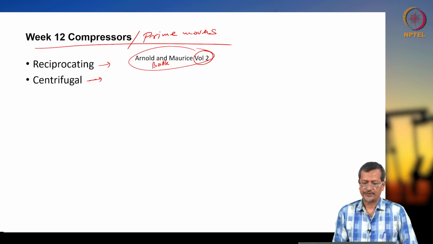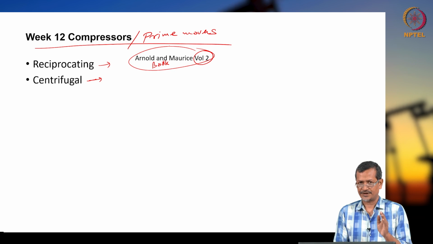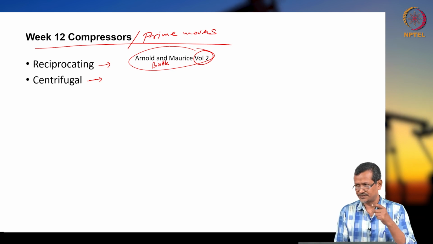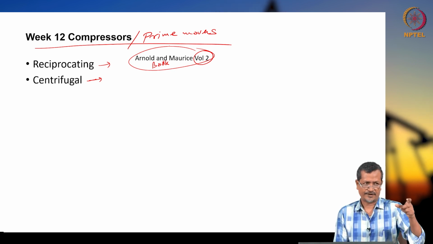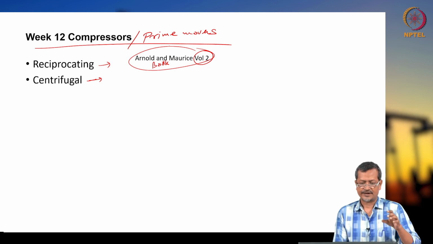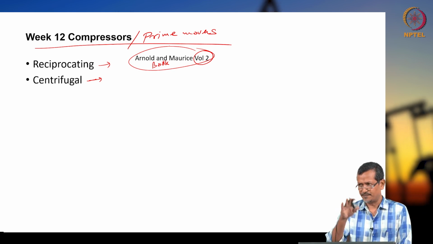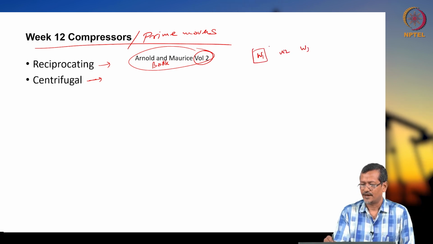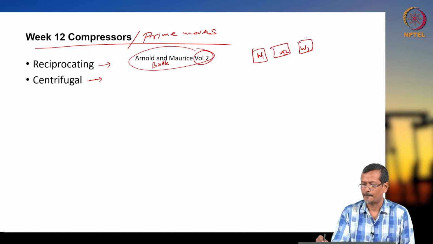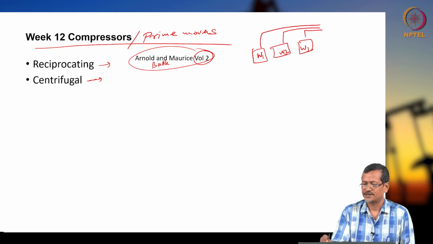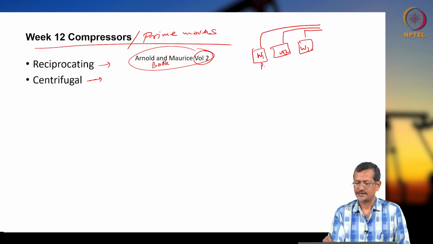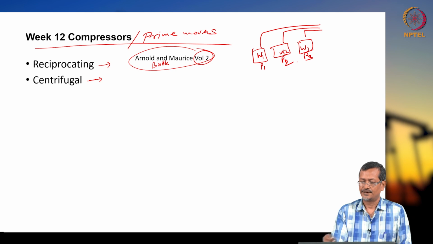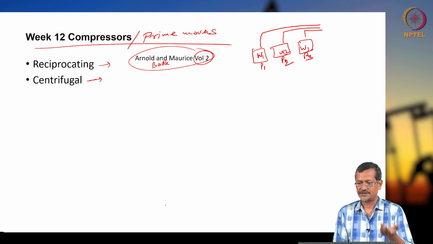Why do you use a compressor? In a gas compression system, you have different wellbores with different pressures, and you have to make the pressure uniform before you can inject. For example, well 1, well 2, well 3, and you have a common surface facility. Let's say the wells have pressures P1, P2, P3, where P1 is very high pressure and P3 is very low pressure.